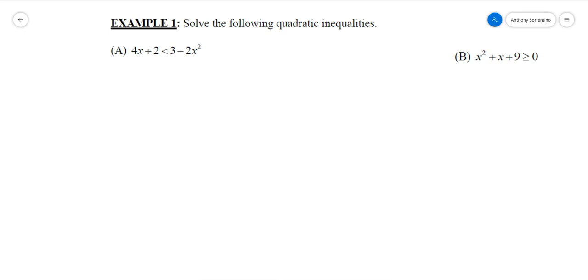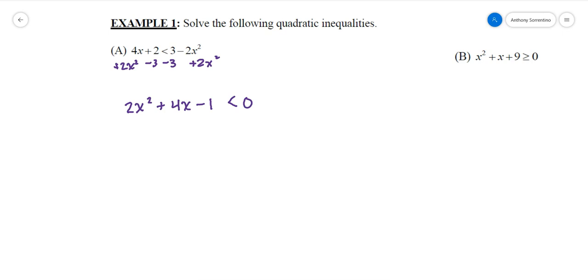So I'm going to use the procedure that we were told to use. The very first thing I'm going to do is get this inequality set to 0. Whether it ends up being less than 0 or greater than 0 depends on what I have to do to both sides. So I'm going to subtract 3 from both sides, and add 2x squared to both sides. As a result, I end up with 2x squared plus 4x minus 1 being less than 0. Now it's a quadratic inequality.